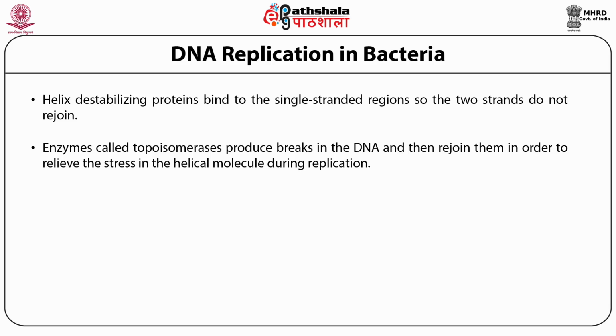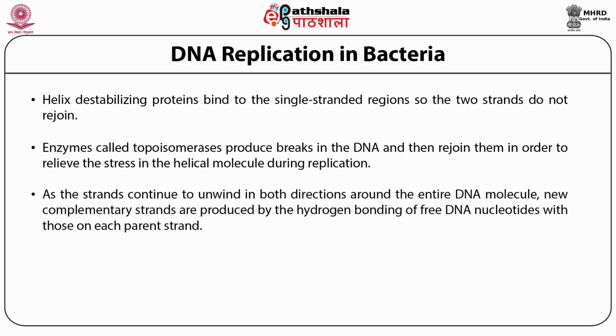Now, as you see from the replication fork, the strands continue to unwind in both directions, and new complementary strands are being produced in both directions of the replication fork by hydrogen bonding of the new incoming DNA nucleotides with those on each of the parent strands. Now, how is this being done?